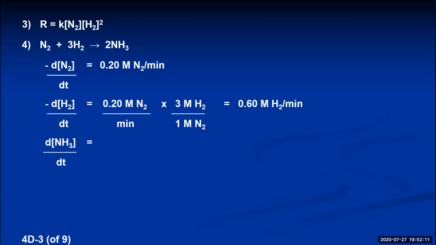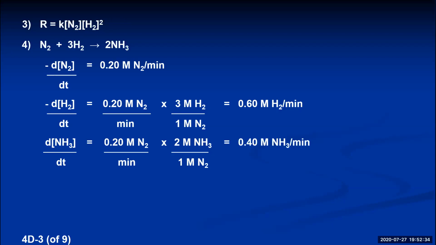To calculate the molarity of ammonia formed per time, that's going to be starting once again with the molarities per minute, the rate of the disappearance of nitrogen, and then multiply by the coefficients in the balanced equation to give us the proper ratio between nitrogen and ammonia, which is a 1-to-2 ratio. 1 mole of nitrogen reacts away, it forms 2 moles of ammonia, or molar if you want to, and that's going to give you a final value for the rate of appearance of ammonia of 0.40 molar per minute.